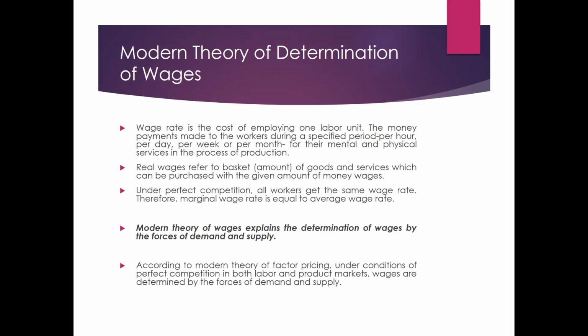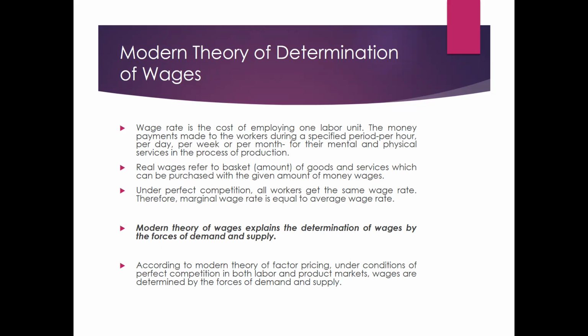First of all, we will understand what we mean by the term wages and how wages can be decided in the market. The wage rate is the cost of employing one labor unit. It is the money payment made to the workers during a specified period, per hour, per day, per week, or per month, for their mental and physical services in the process of production. That is known as the wage rate, or we can call it wages.